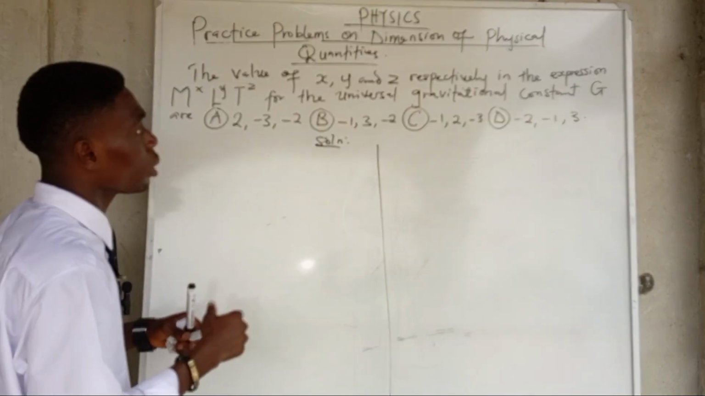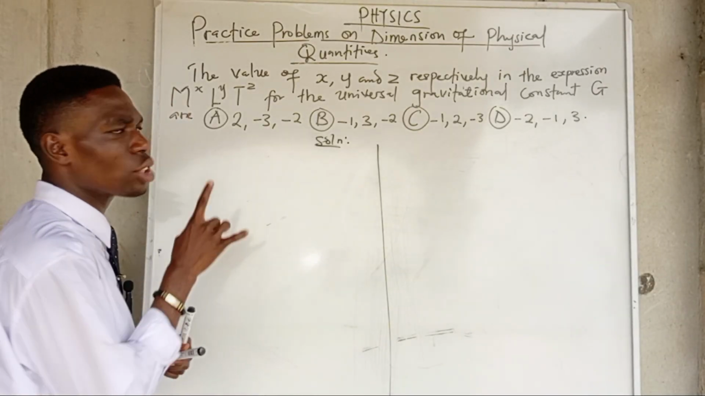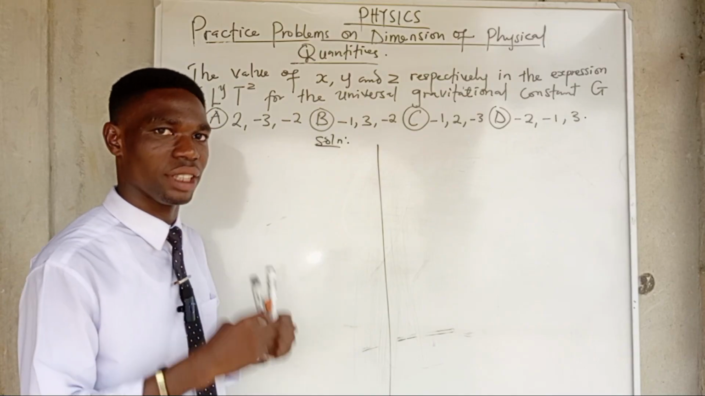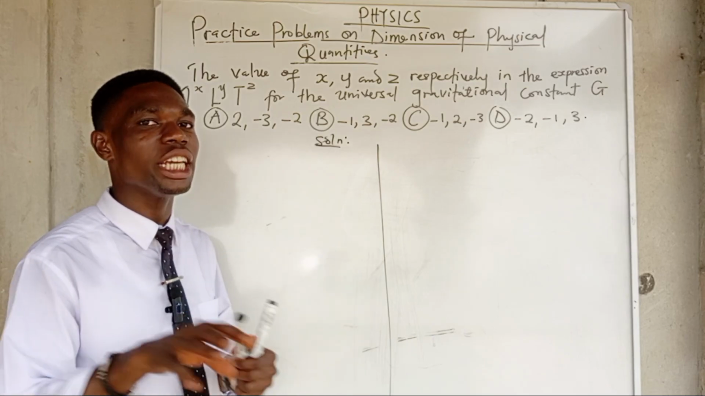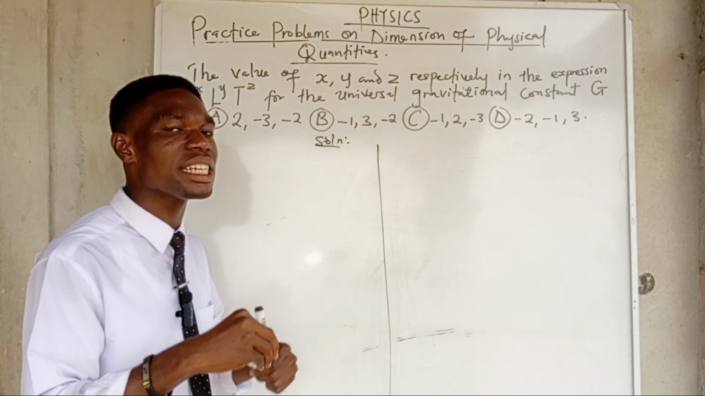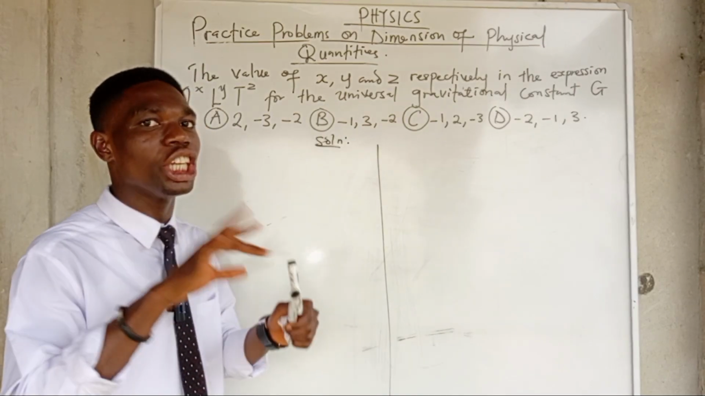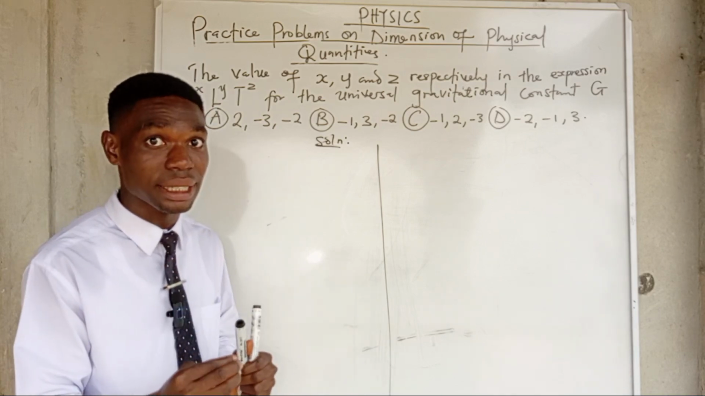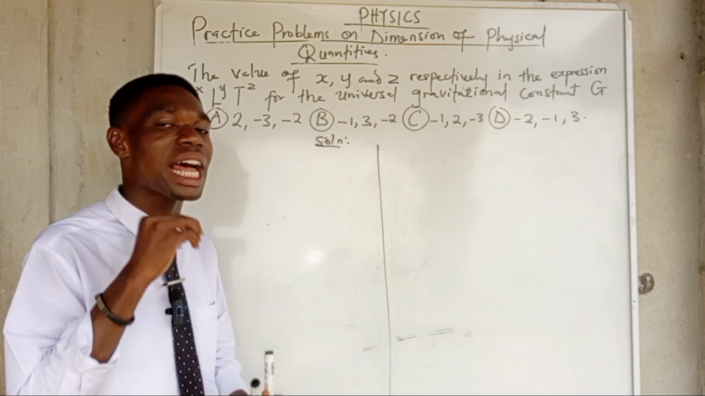Now, if you are looking at the universal gravitational constant G, this is coming from the topic Newton's law of universal gravitation, and it states that every particle in the universe attracts every other particle. Precisely, every massive particle that has mass attracts every other particle in the universe with a force which is proportional to the product of their masses and inversely proportional to the square of the distance between them.